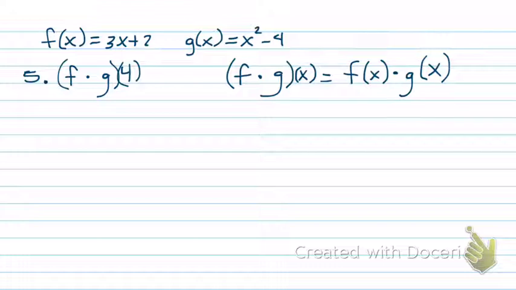So instead of having an x here, we have a 4. So these values are just going to be replaced with 4. So we get f of 4 times g of 4. That's what f times g of 4 means.